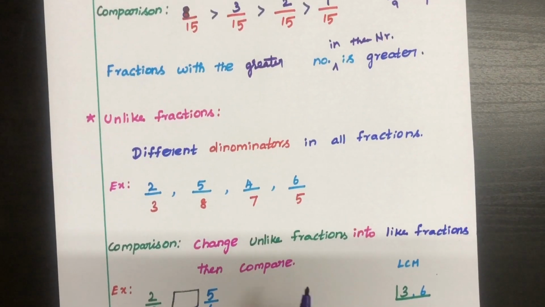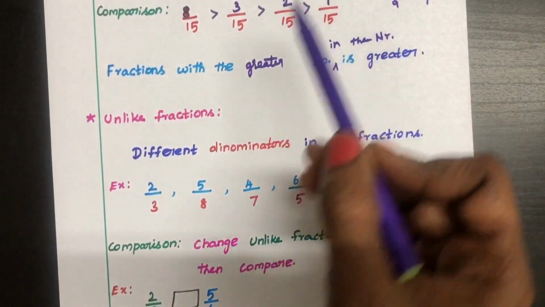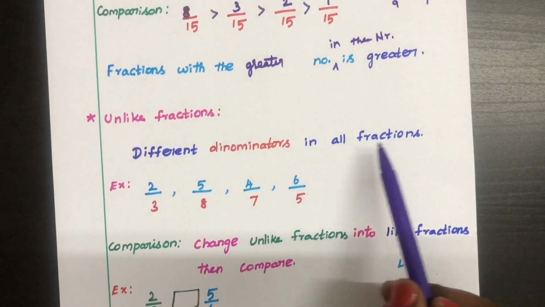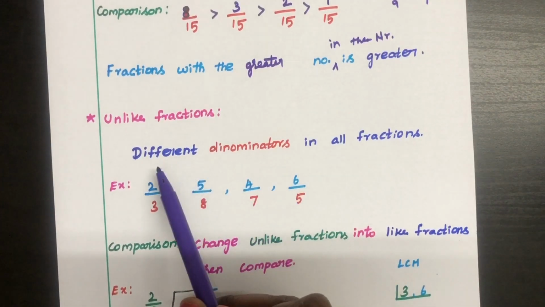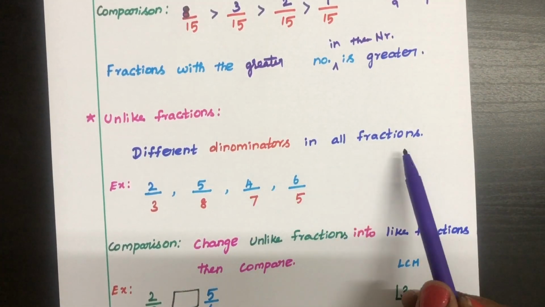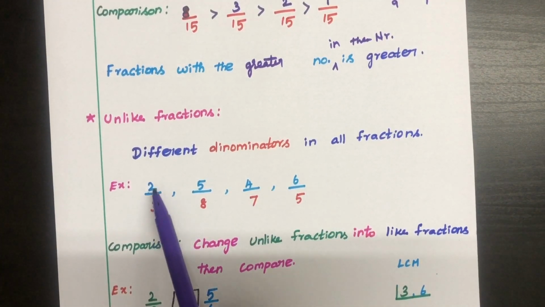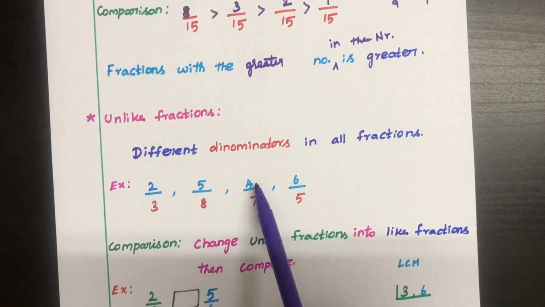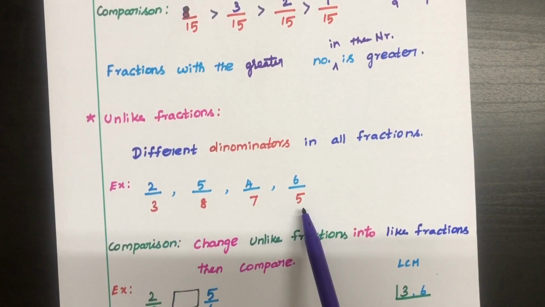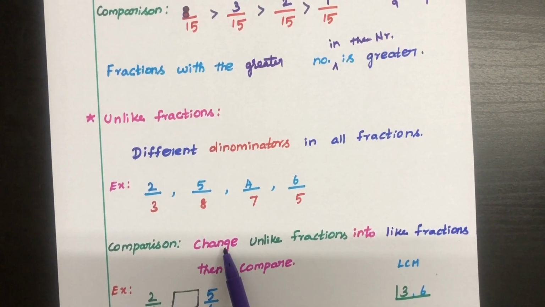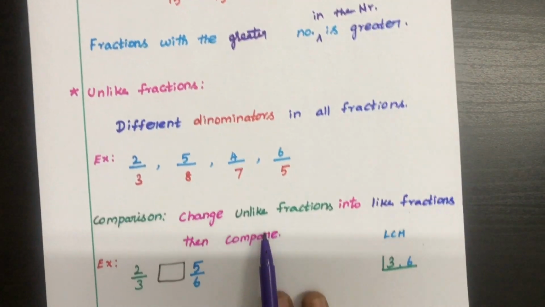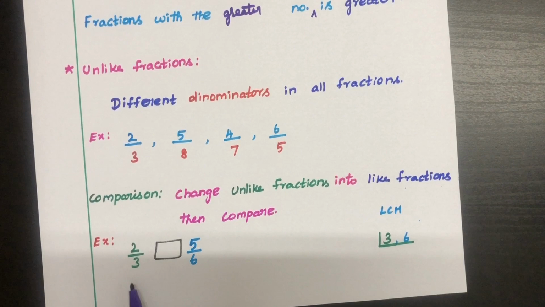Now unlike fractions. Like fractions mean the same denominator. Different denominators in all the fractions is unlike fractions. See here, 2 by 3, 5 by 8, 4 by 7, all the denominators are different. So now, how to compare? Change unlike fractions into like fractions, then compare.